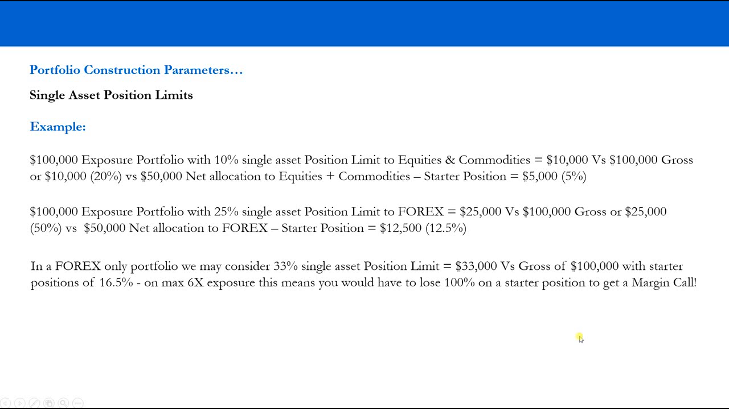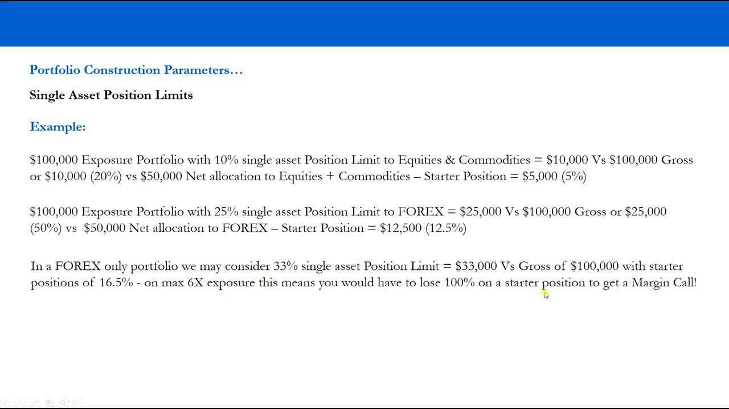Now this means we'll also have a starter position of half that, of 16.5%. So $16,500 when we initially take a starter position. And this works out quite nicely because on a max 6 times exposure portfolio, this means you'd have to lose 100% on a starter position in order to get a margin call, which is very, very close to impossible in the Forex markets.